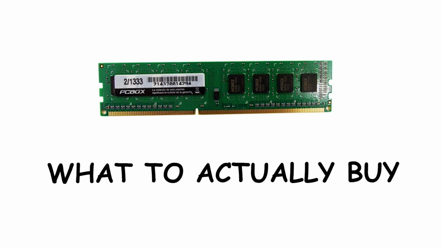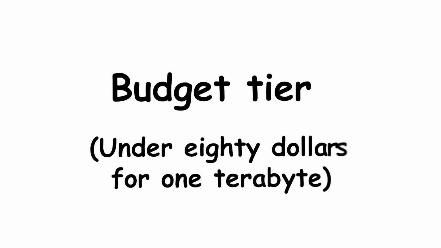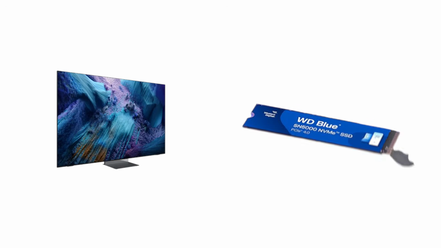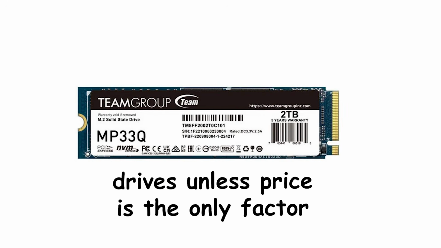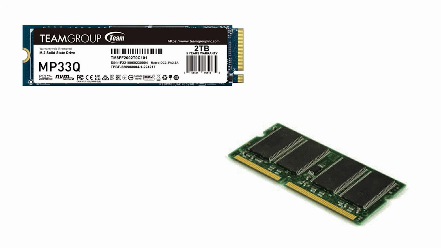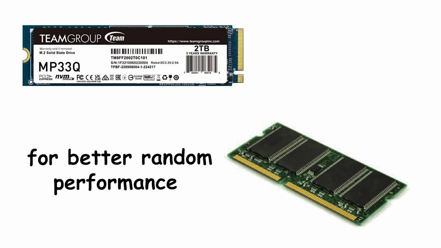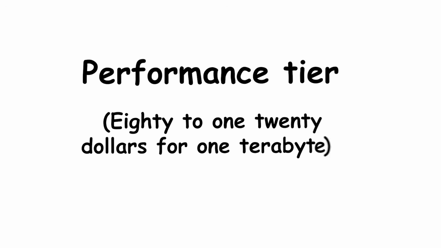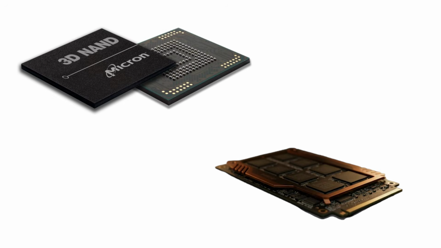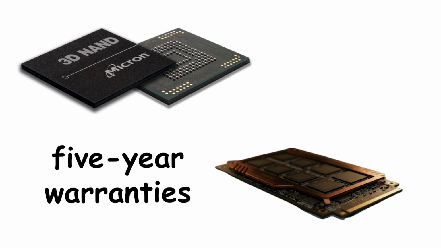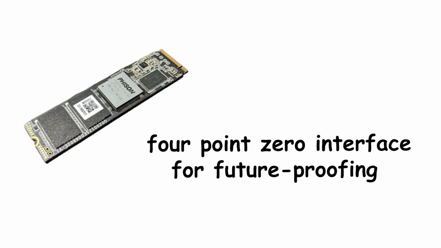What to actually buy? Budget tier, under $80 for 1 terabyte: Samsung 980, TLC, or WD Blue SN570. TLC. Avoid QLC drives unless price is the only factor. Look for drives with DRAM cache for better random performance. Performance tier, $80 to $120 for 1 terabyte: Samsung 980 Pro or WD Black SN850X. TLC NAND, large SLC cache, 5-year warranties, PCIe 4.0 interface for future-proofing.